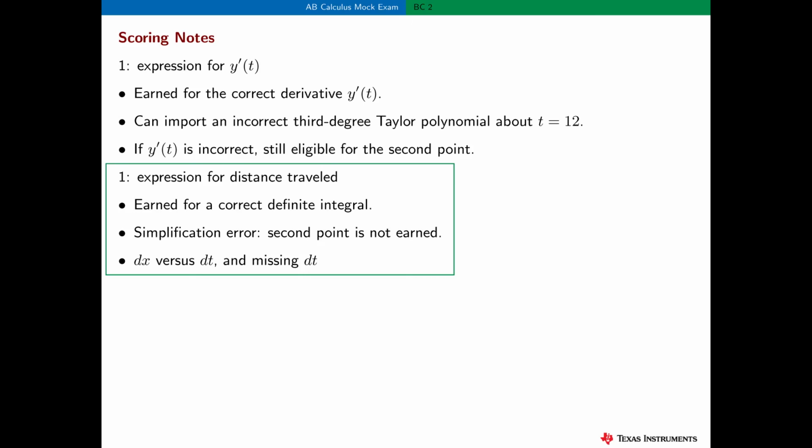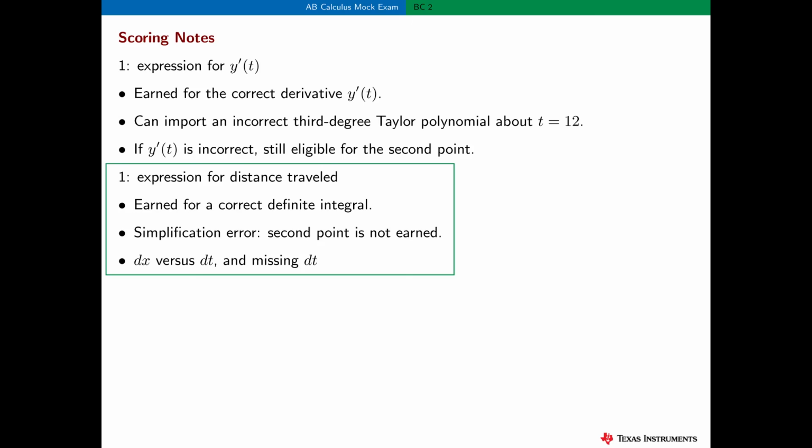The second point is for a correct expression for distance traveled. So this is earned for a correct definite integral. And we have to be careful when reading this presentation. The student must have all the necessary opening and closing parentheses, and the squares in the right places. If the student goes on to make a simplification error, then they will not earn this second point. However, if the student happens to present an answer to this definite integral, analytically or numerically, we will just ignore that part of the presentation.